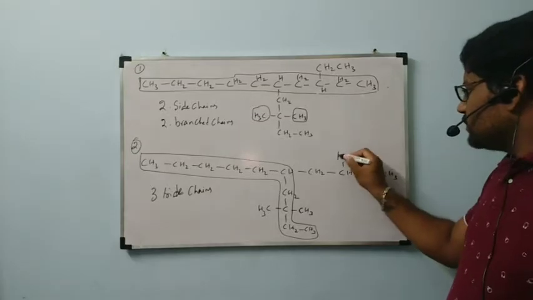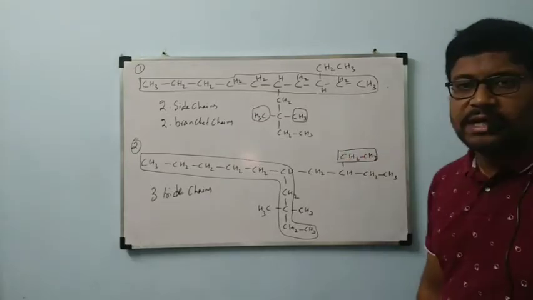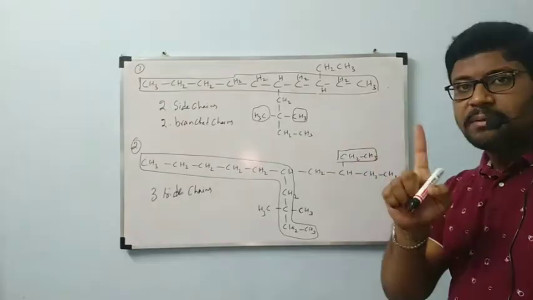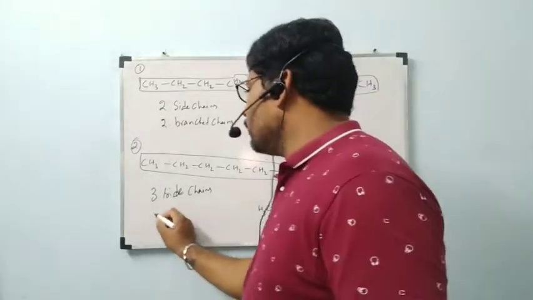This is the chain which is not directly bonded to the parent chain. It is bonded to a side chain. So this is a branched chain. One branched chain.